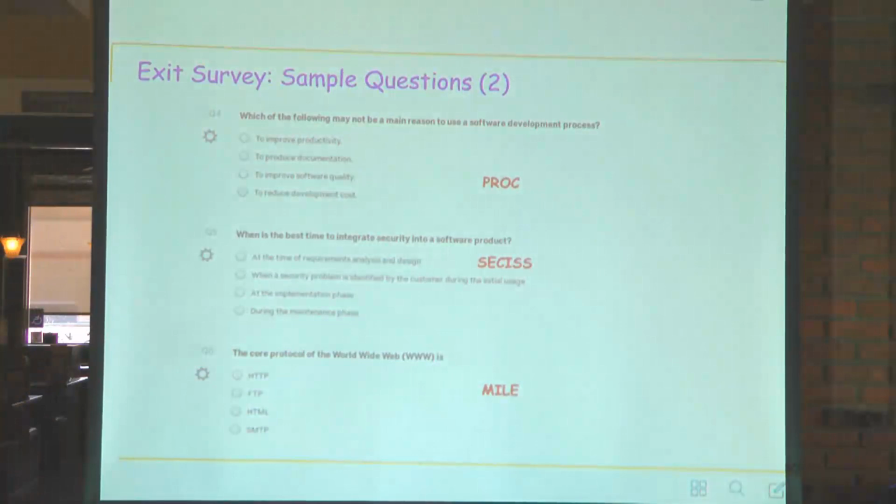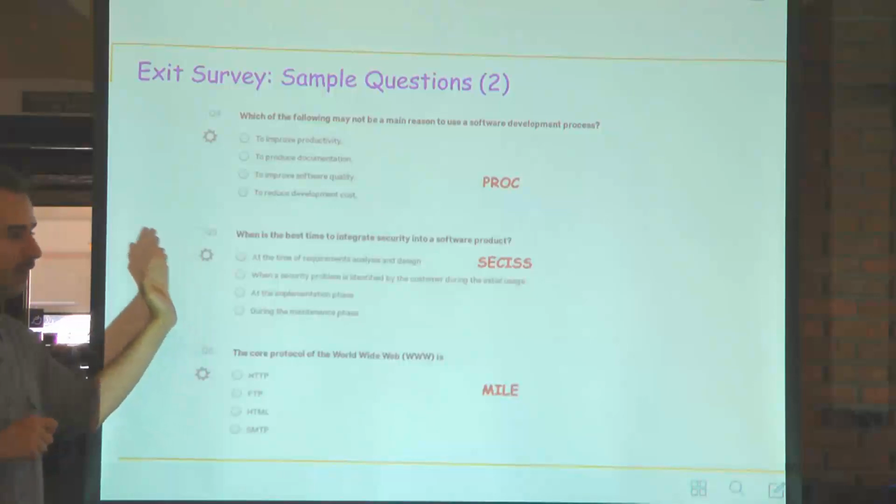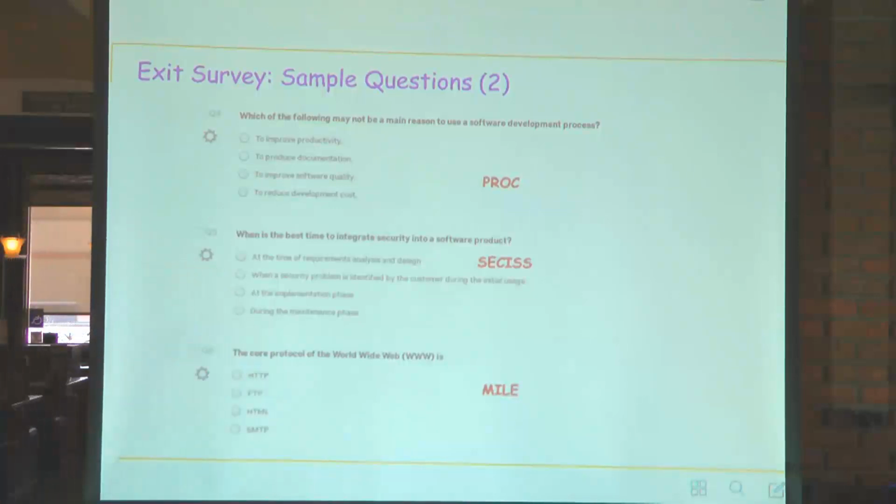I'm going to read the security one because, well, I feel compelled. When is the best time to integrate security to a software product? At the requirement analysis design, when a security problem is identified by the customer during the initial usage, at the implementation phase, or during the maintenance phase. So, yeah, that's a security question. Clearly very influenced by our software engineering legacy.